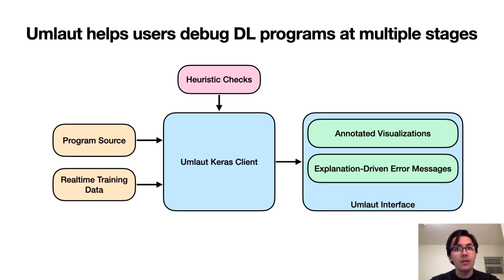We introduce Umlaut, a Python library and a web application which supports users through these gulfs in the DNN debugging process. Umlaut runs automated checks of a deep learning program's structure and behavior and guides users through explanation-driven error messages which are tightly coupled with visualizations and code. Let's take a look at an example of Umlaut in action.